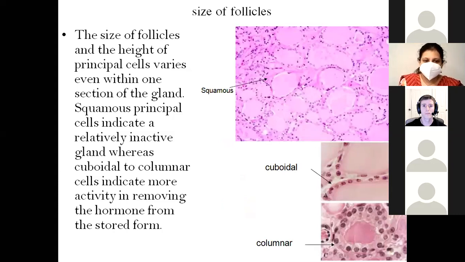The size of follicles and the height of the cells vary even within one section of the gland. Like I told you, there's a lot of variation in the sizes of the cells as well as of the follicles. Squamous principal cells indicate a relatively inactive gland. If you find a squamous variety or low height cells, then you can consider that the gland is relatively inactive. Whereas if you find cuboidal or columnar cells, that indicates that the thyroid gland is quite active and is removing the hormone from the stored form.